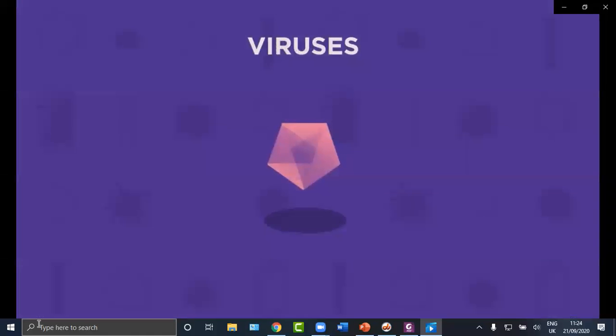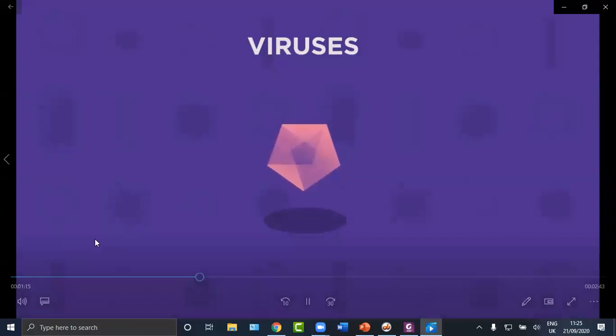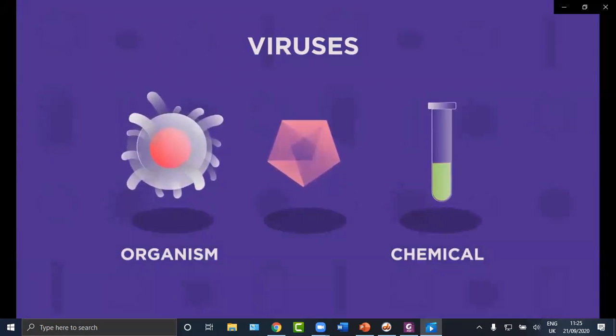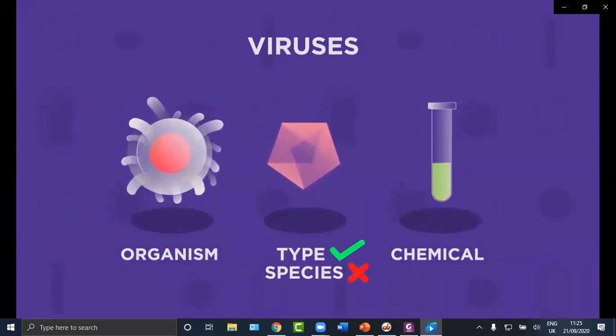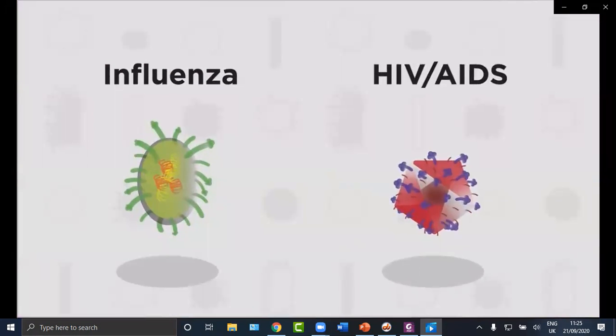As we just saw, viruses aren't made up of cells. In fact, they aren't really living. They are halfway between a living organism and a chemical. Because they aren't living, we say there are different types of virus rather than different species of virus. Some common types of viruses are influenza and HIV or AIDS.